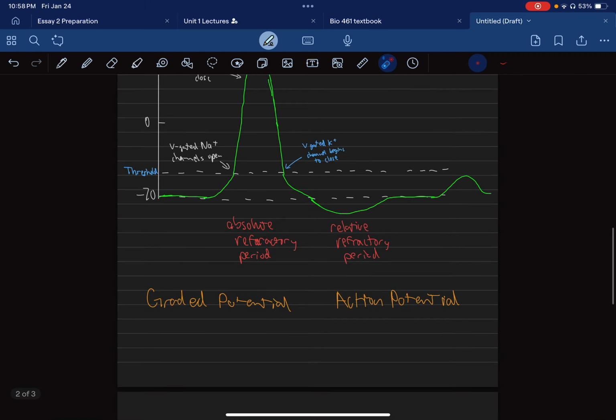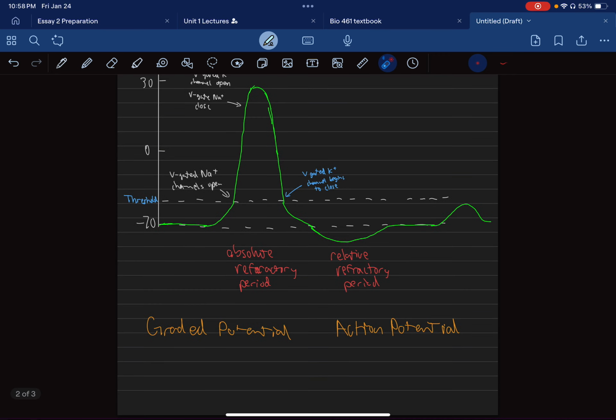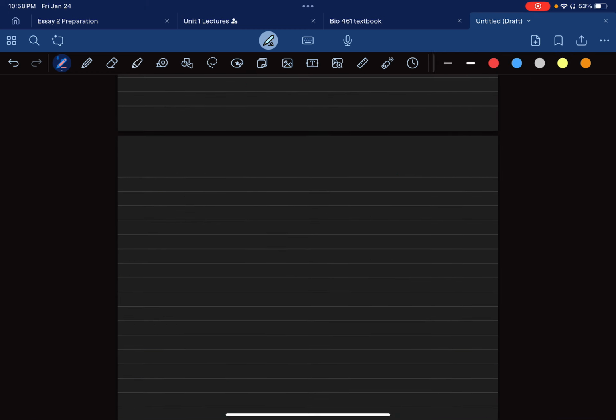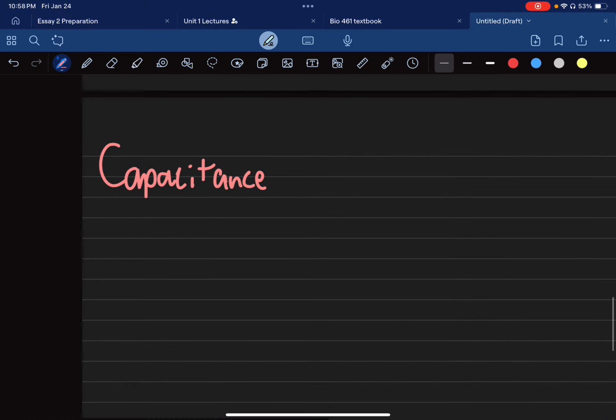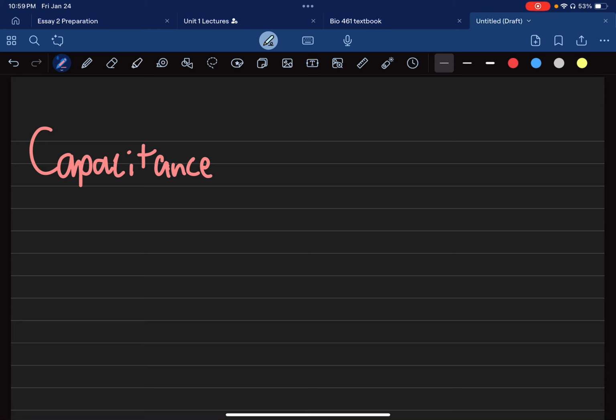Anyways, that's enough on the action potentials. The last thing I wanted to talk about here was something called capacitance. And to describe capacitance, I want to use an equation. So capacitance equals Q over V. And what do these variables mean?